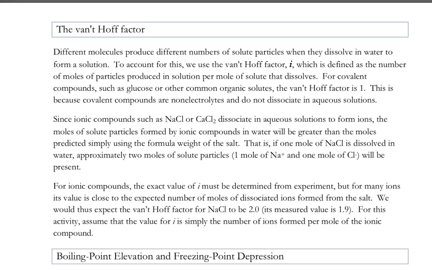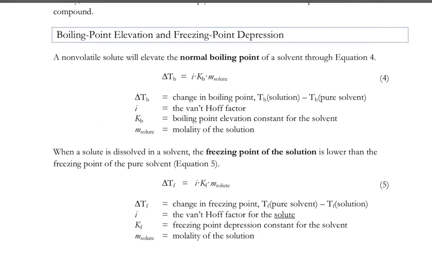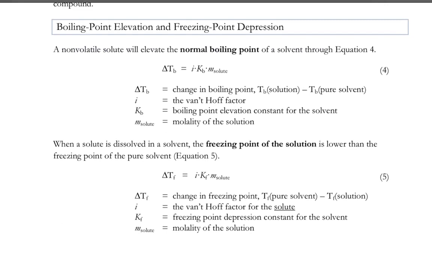So NaCl, the Van't Hoff factor is about 2 for that one. It is measured experimentally to be actually 1.9, but unless we're told that as we go about solving a problem, assume it to be 2. For calcium chloride, unless we're told otherwise, we assume the Van't Hoff factor is 3. Okay, the Van't Hoff factor comes up in the boiling point elevation, freezing point depression, and osmotic pressure.